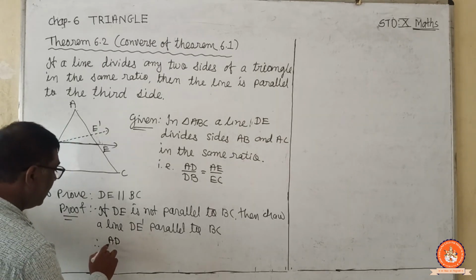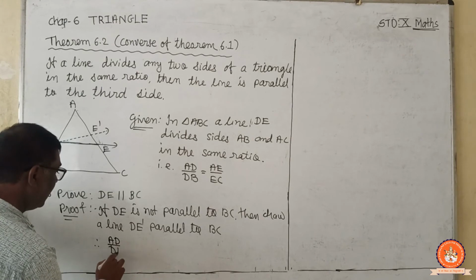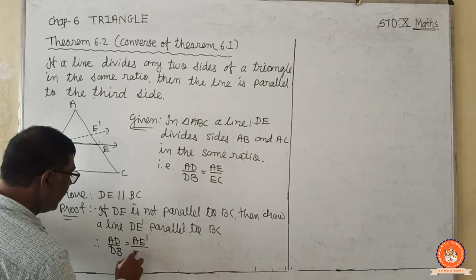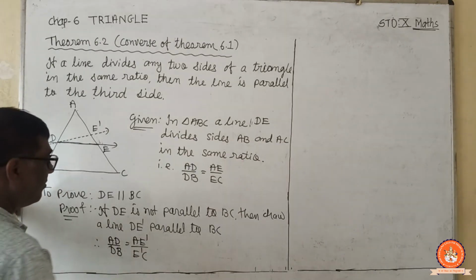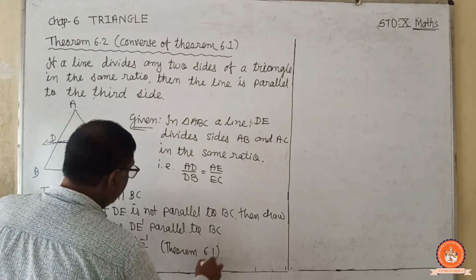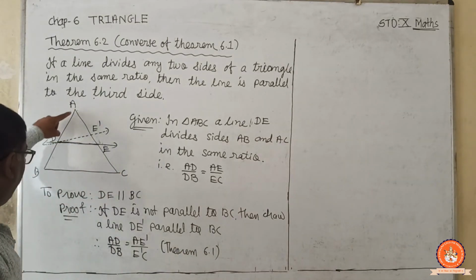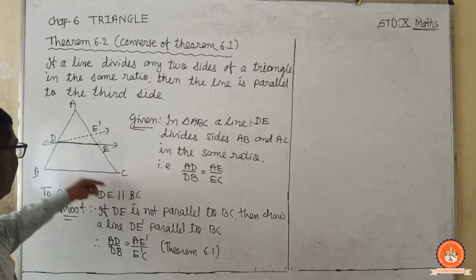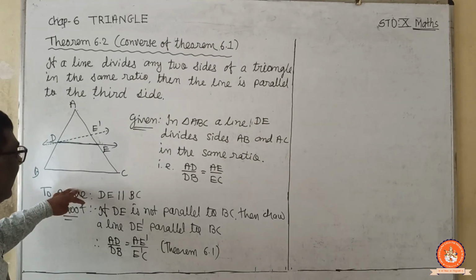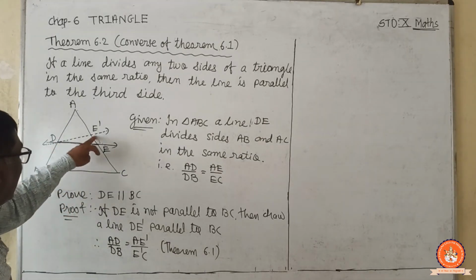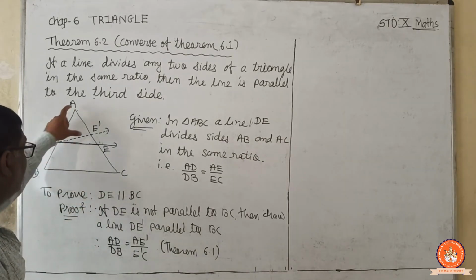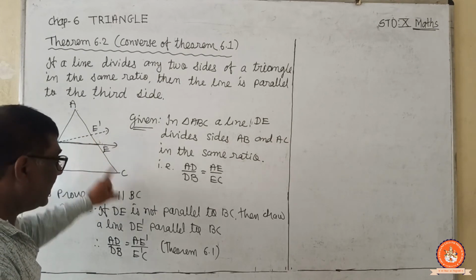Now, therefore, AD upon DB is equal to AE dash upon E dash C. Look at it, as per theorem number 6.1. This is the line intersecting two sides of the triangle, and DE dash is parallel to BC. So as per theorem number 6.1, AD upon DB is equal to AE dash upon E dash C.